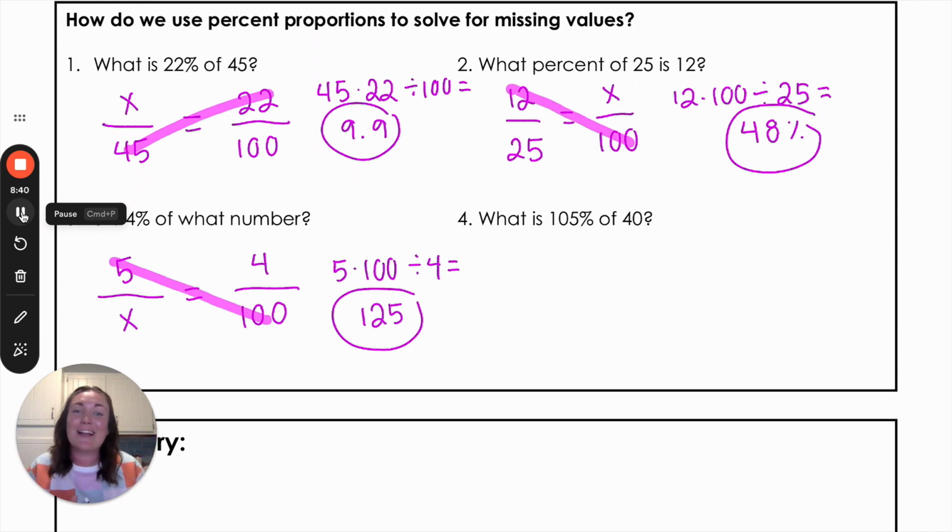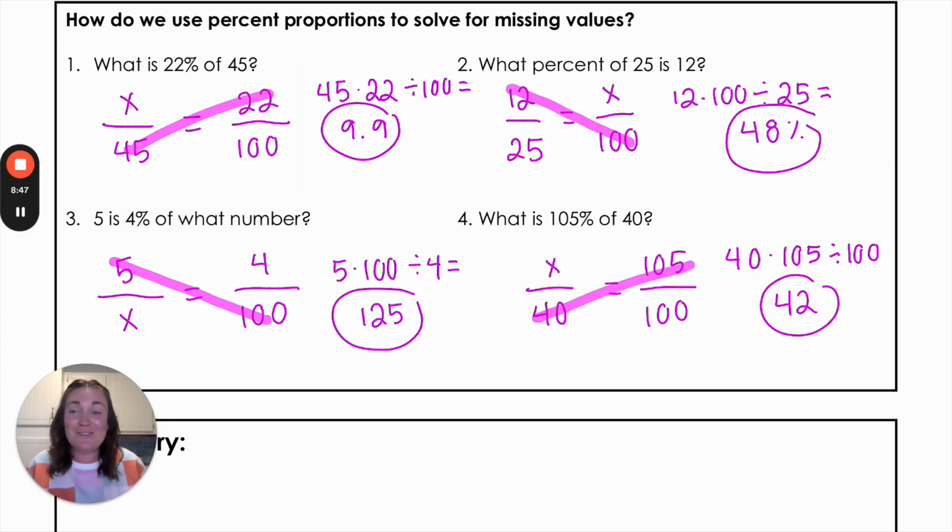Pause the video one last time and try our last problem for this video. What is 105% of 40? Okay, so there were two ways you could have done this. You could type this one right in Desmos, 105% of 40, or using our percent proportion, is over of, percent over 100. We have that 105% over 100, of 40 means that 40 is on the bottom. When we cross multiply and solve, we get 42.